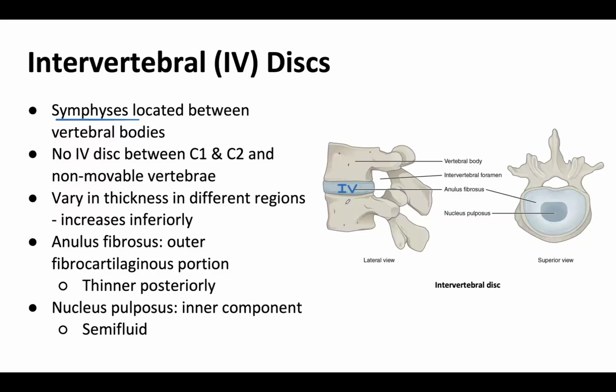And these joints account for about 25% of the height of the vertebral column, and they increase in size as you get more inferior. And each intervertebral disc is composed of two different regions. The outer portion is composed of fibrocartilage and is called the annulus fibrosus. Notably, it's going to be thinner posteriorly, so that's an inherent area of weakness. The inner portion is called the nucleus pulposus, which is semi-fluid, kind of a mucoid type of substance. And with age, this inner region becomes less hydrated.